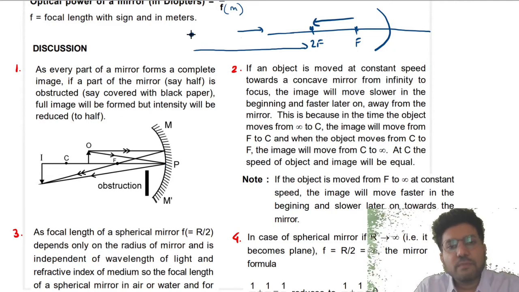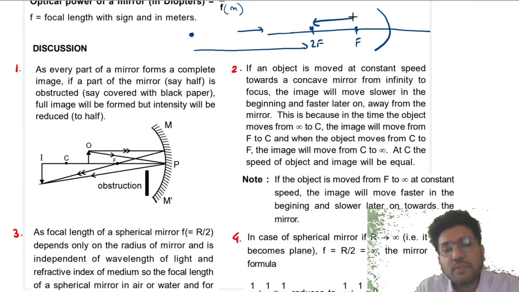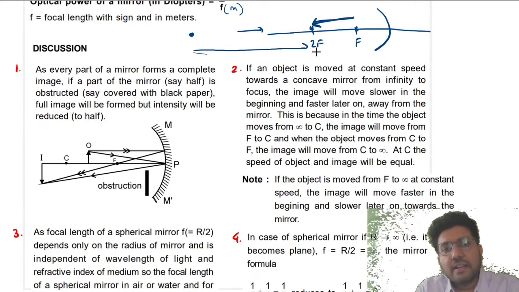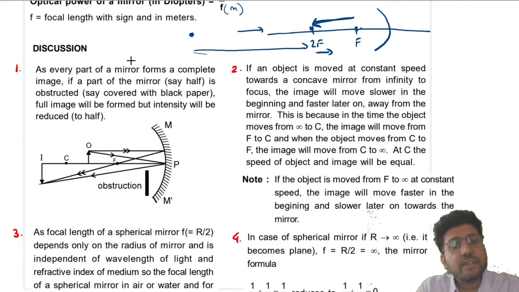By the time the object moves from infinity to 2f, the image moves from f to 2f only. So the object has traveled a larger distance, and the image has traveled a smaller distance. That is why image speed is lower. But as soon as the object crosses 2f, when the object moves from 2f to f, the image moves from 2f to infinity. That means the object has traveled a shorter distance and the image has traveled a larger distance. So initially the image is traveling at a slower speed, but finally the image is traveling at a faster speed.